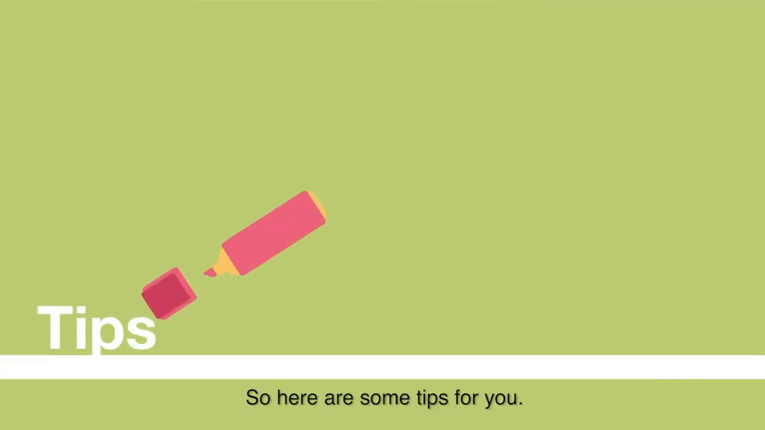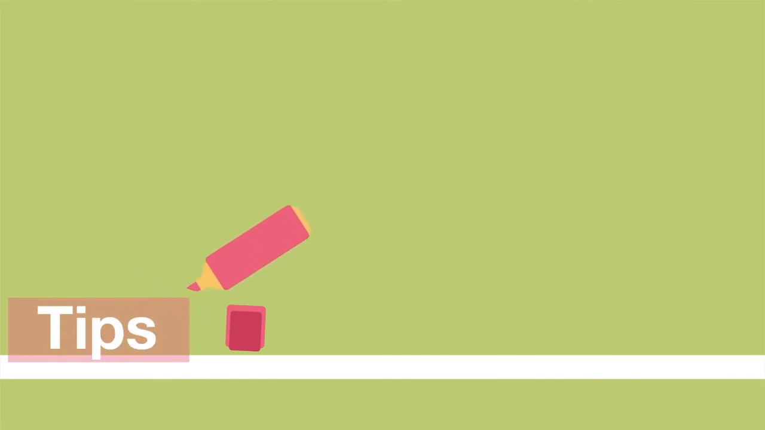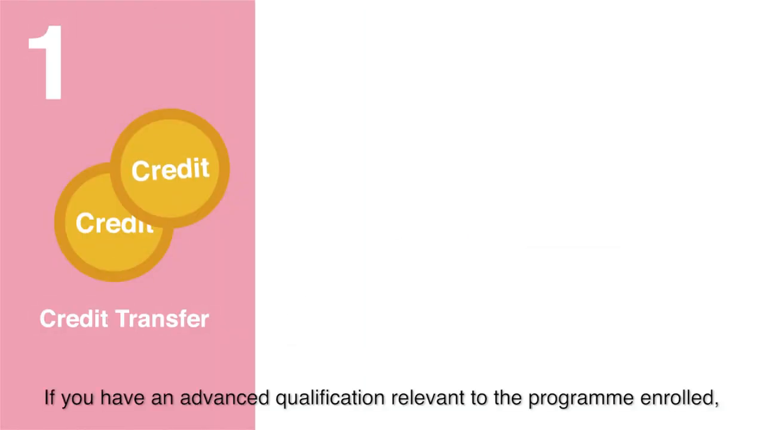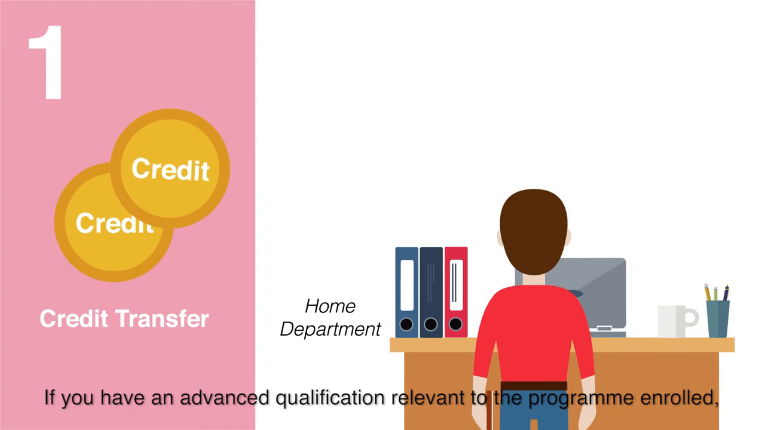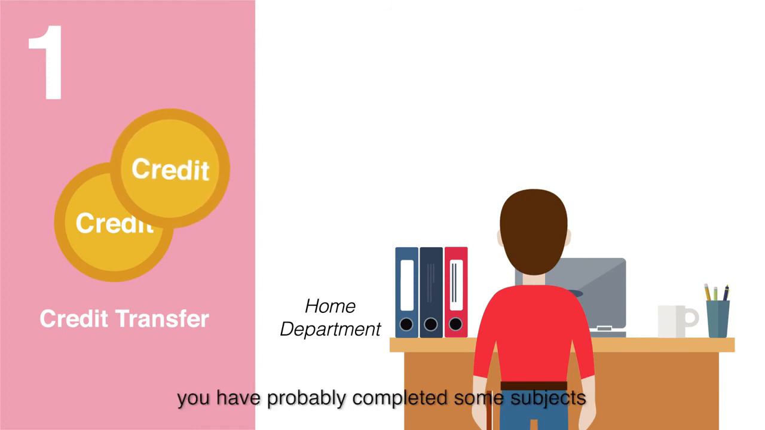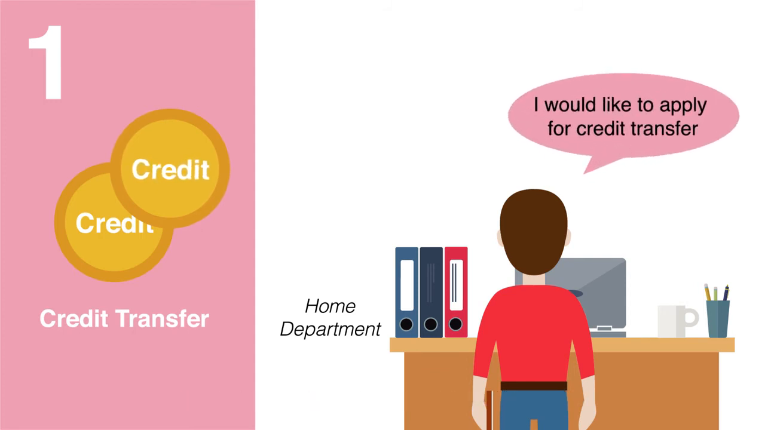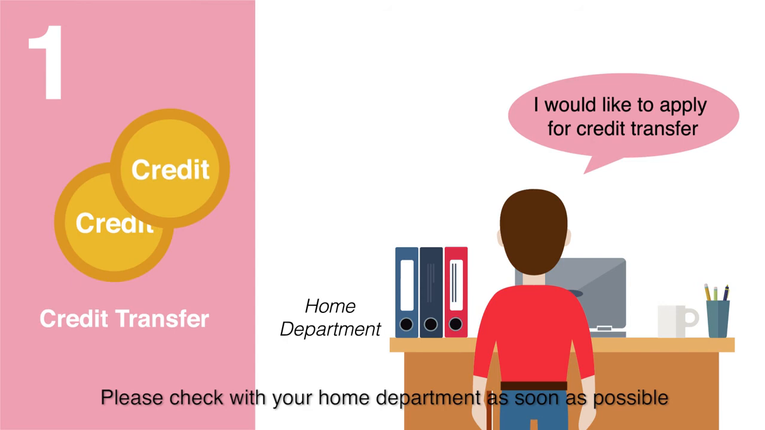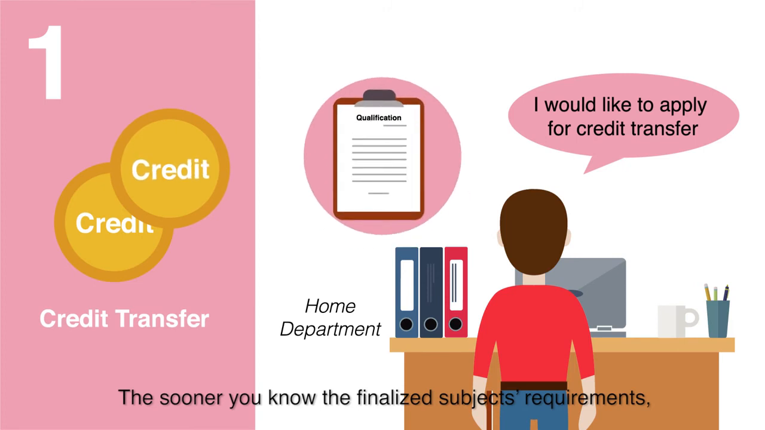So here are some tips for you. If you have an advanced qualification relevant to the program enrolled, you have probably completed some subjects which could be considered for credit transfer. Please check with your home department as soon as possible for the application for credit transfer. The sooner you know the finalized subject requirements, the better you can plot your university plans.